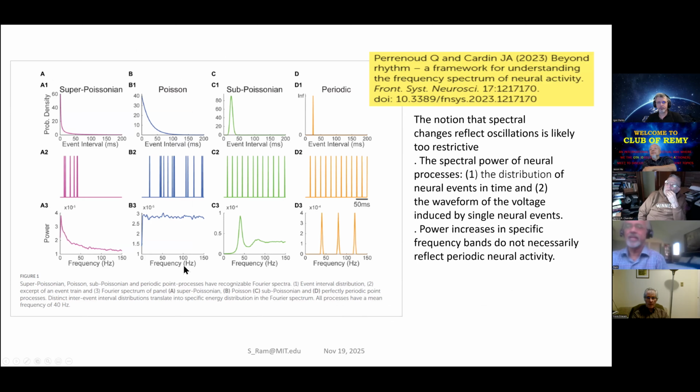The other thing is, when I was showing the external input coming in, I was saying that the external inputs can be thought of as events. So the system is being event driven, and the events don't have to be at a fixed period or frequency. The events could be happening at all kinds of intervals. The most common thing that we can think of is the Poisson process. In this case, this is a 40 hertz or 25 millisecond Poisson process. But I should say this is work done by Perrenoud and Cardin at Yale University.